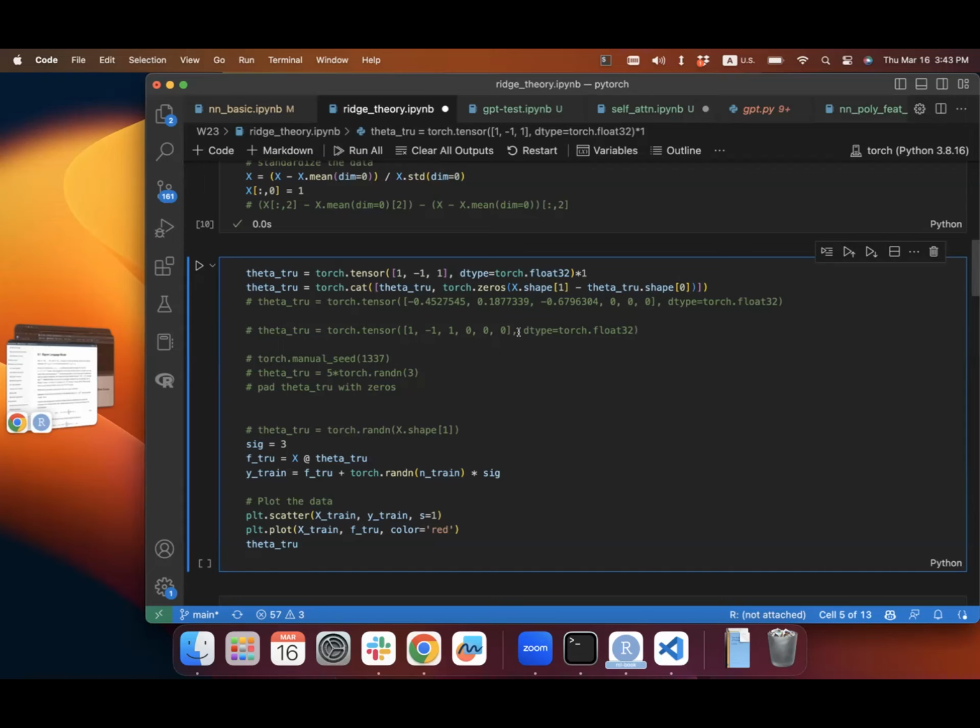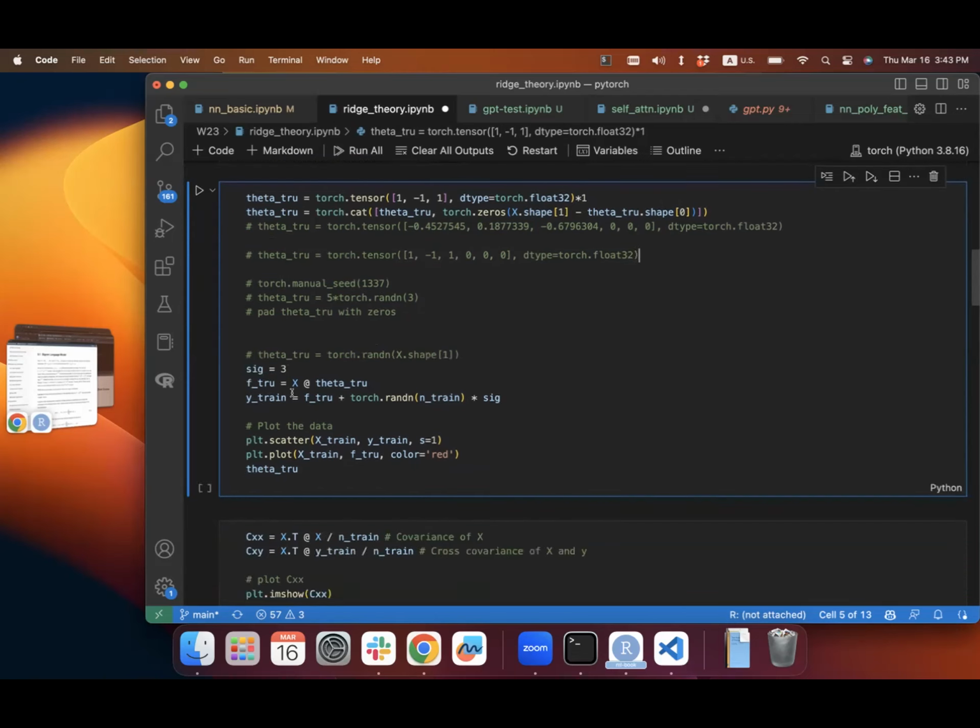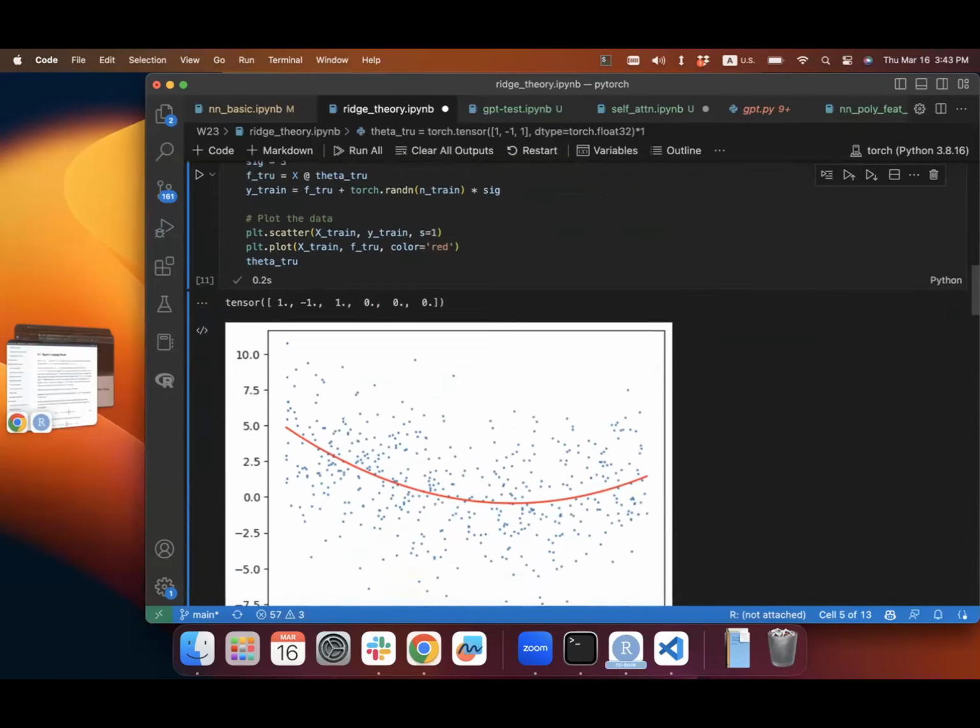So the actual function that I generate the data from, you can see here, x times this, and then I add noise. So this is going to be the true function. These are the samples of the true function. And then I add noise, and this is my noise level 3. And then I'm going to plot this. Okay, so plot this, you can see.